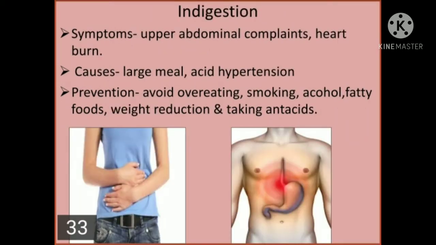Our next slide is about indigestion. Indigestion, in our words, we can say badhazmi ho jana. Under indigestion, the symptoms are upper abdominal complaints and heartburn. The cause is a large meal, a very good amount of meal, which results in acid hypertension. How is it prevented? By avoiding overeating. The person should eat food in a normal way.